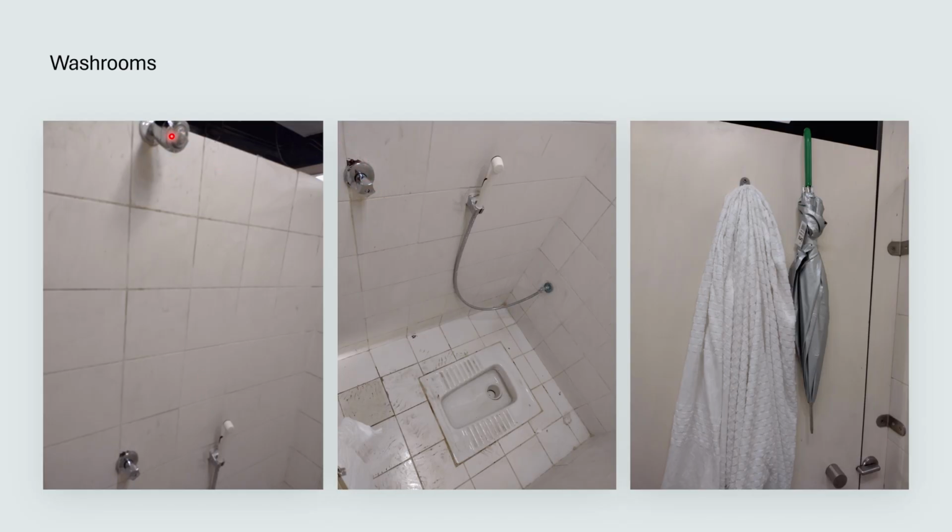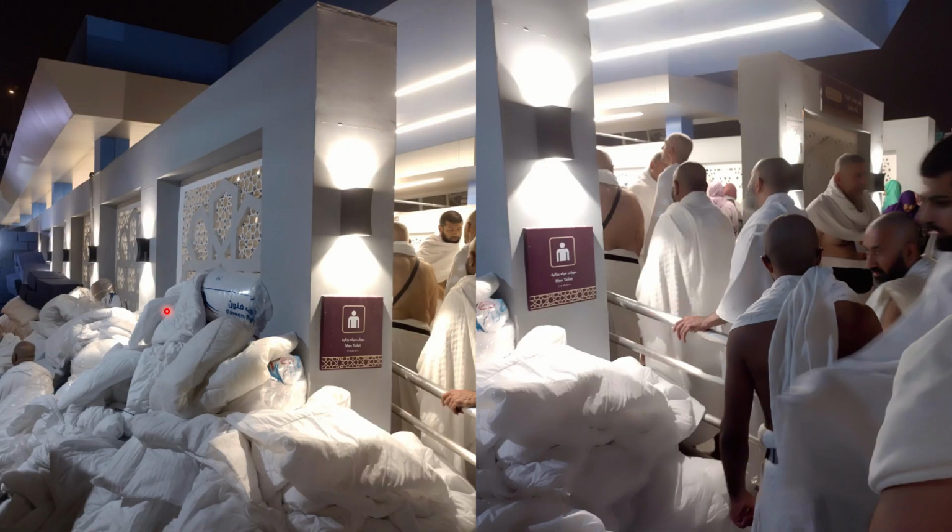This is the shower tap, and there is a shower. It's a small one. There is hanging availability, you can put your ihram or umbrella, whatever, in the washroom as well. There is this facility. So this is the picture of the washroom in my actual camp in category B.